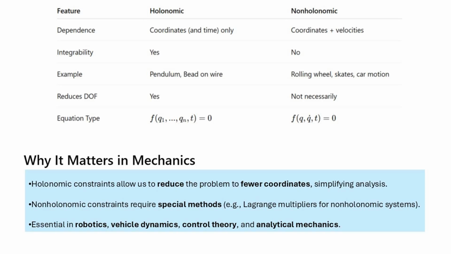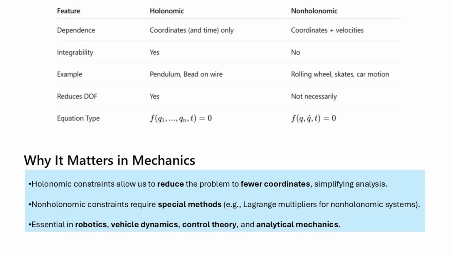This table presents a comparative overview of holonomic and non-holonomic systems in classical mechanics. Holonomic systems are characterized by constraints that depend solely on the system's coordinates and time, making them integrable and capable of reducing the system's degrees of freedom. Typical examples include a pendulum or a bead sliding on a wire, and their constraints are expressed as equations of the form f(q1, q2, ..., qn, t) = 0.